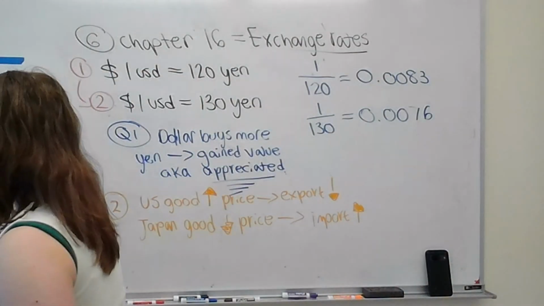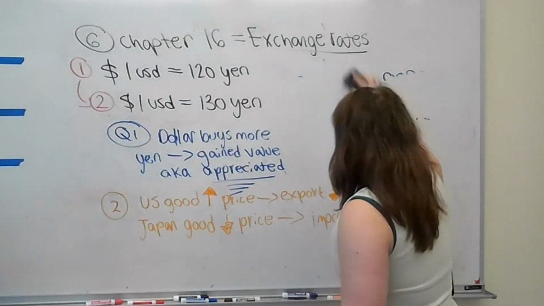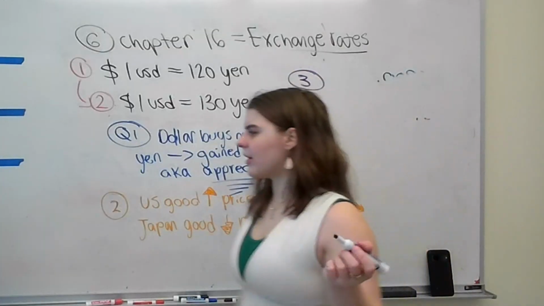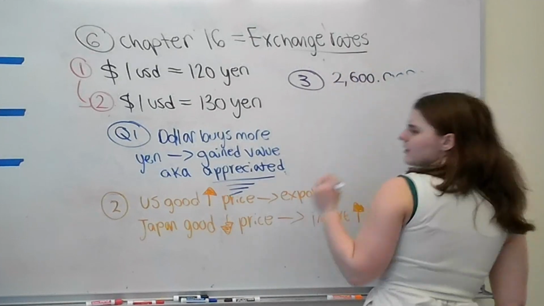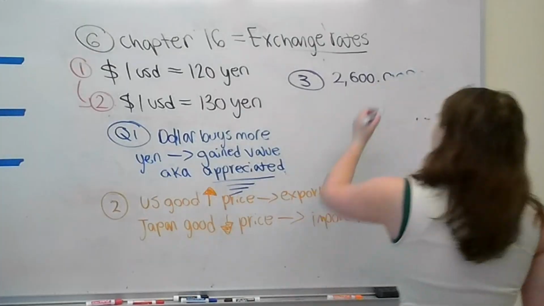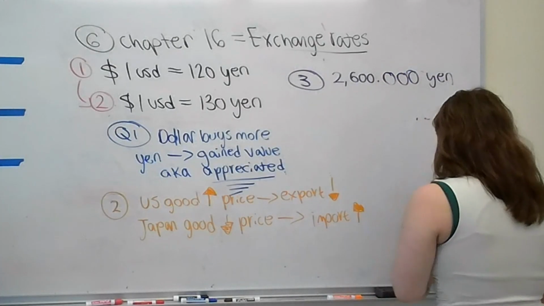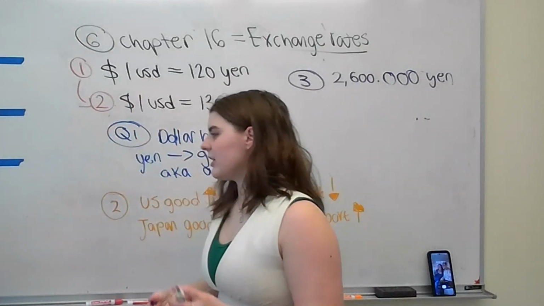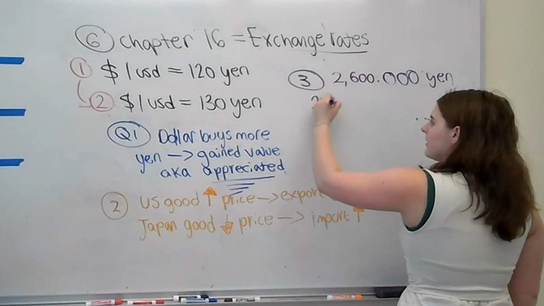So the last question says to us, if we have a Japanese car, their car costs 2,600,000 yen. We need to figure out what price in US dollars it was before and after the exchange rate. All we gotta do is divide.